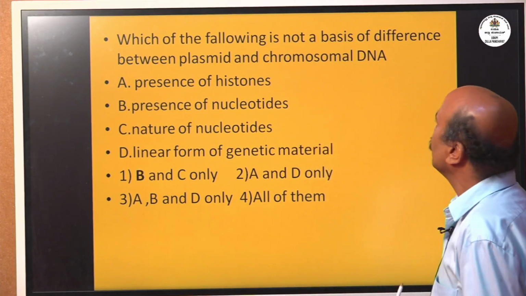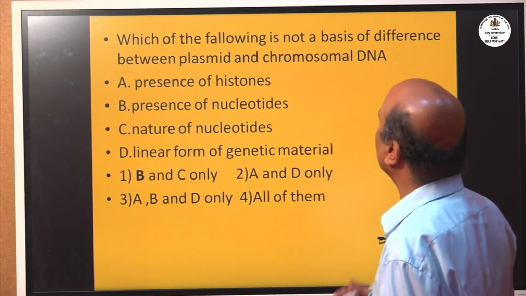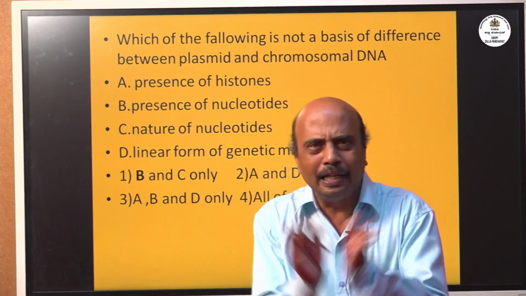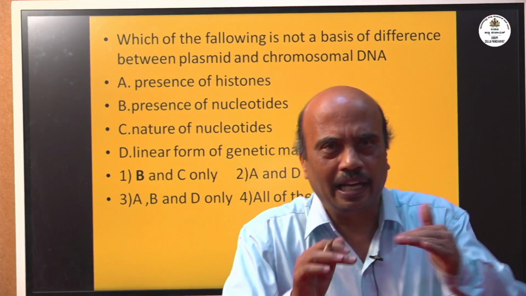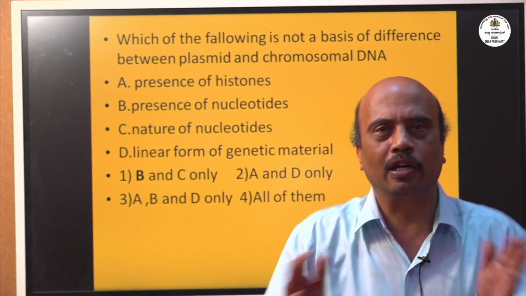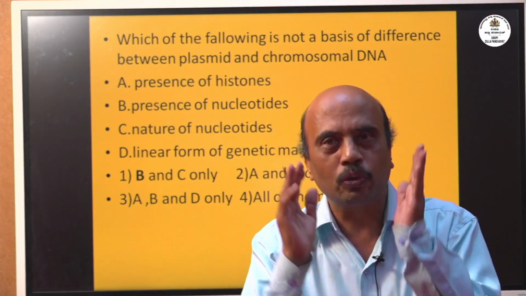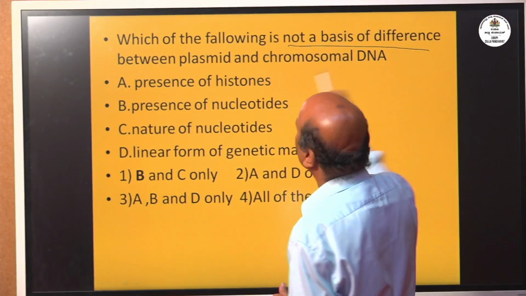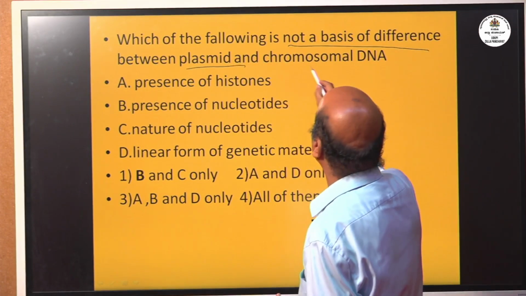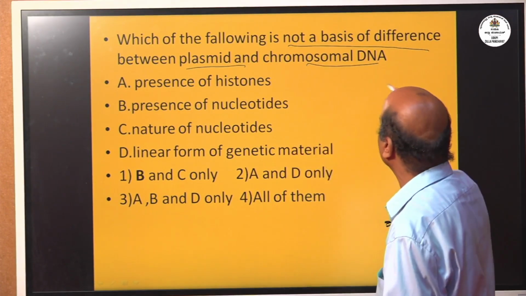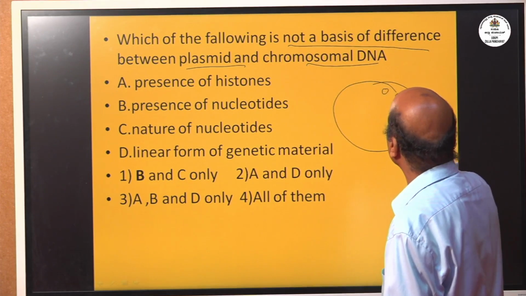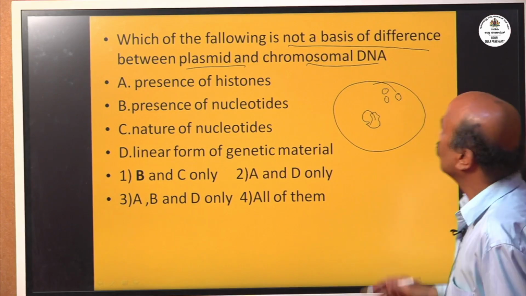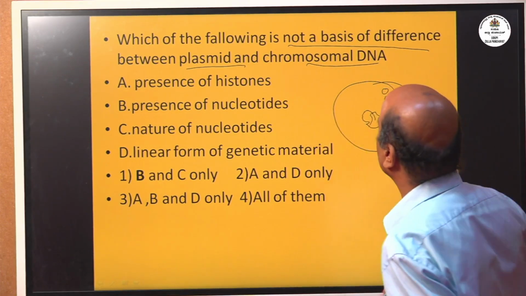Next, which of the following is not a basis of difference between plasmid and chromosomal DNA? A little bit higher level of question, not an ordinary simple question. You have to think for this question. In a bacteria, we have plasmids, these are the plasmids, and this is the chromosomal DNA. Now, not the basis of difference between plasmid and chromosomal DNA.